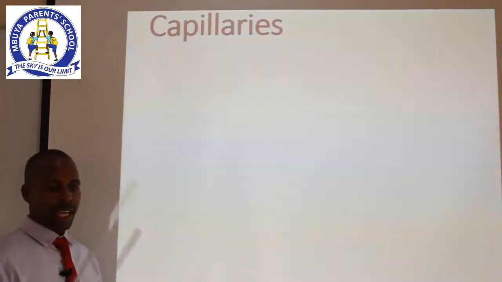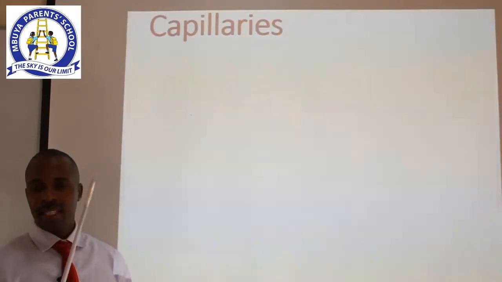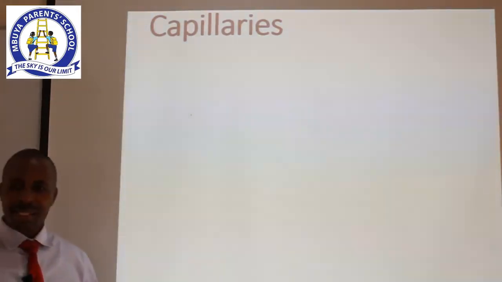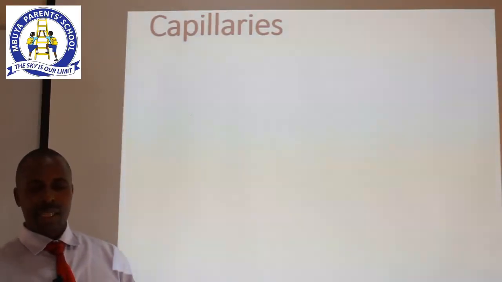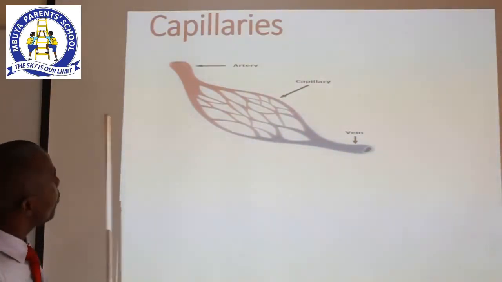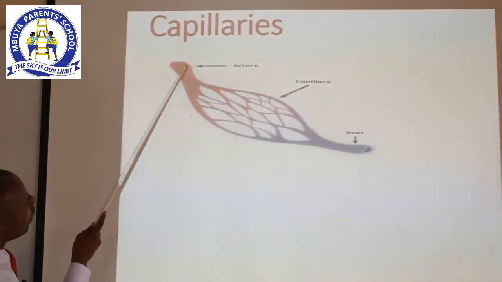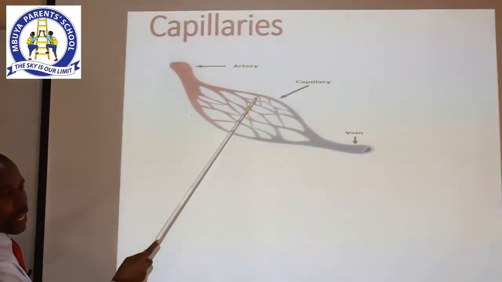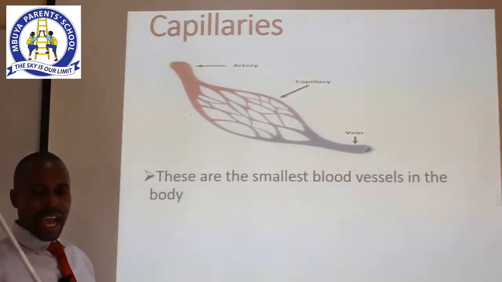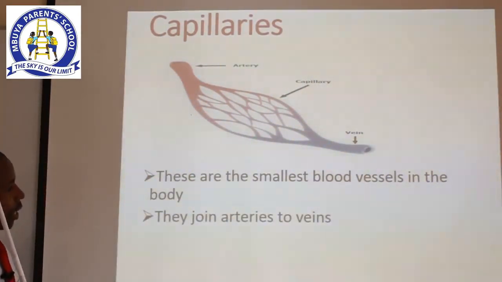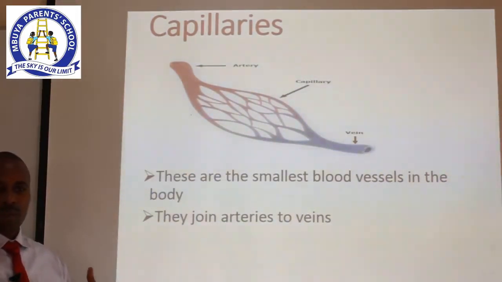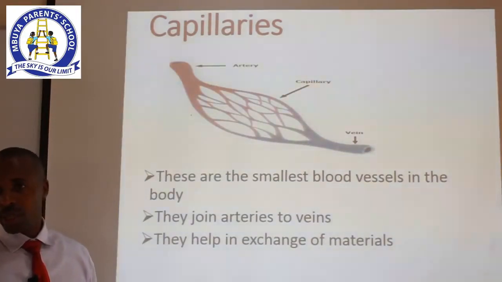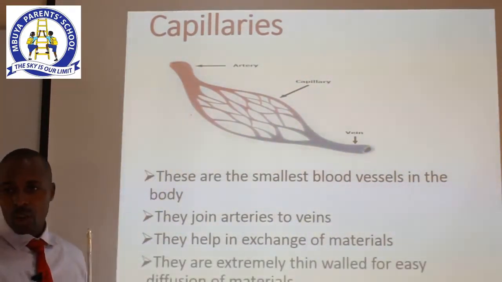Okay, after the comparison between the arteries and the veins, we are going to look at the third type of blood vessel, and those are capillaries. Capillaries are the smallest blood vessels. They are the ones that join the arteries and veins. If you look at this illustration, this one is an artery, this one is a vein. The one that is joining the two, these are the ones we call blood capillaries. They are very small and extremely thin-walled so that they can allow the diffusion of different materials like digested food, carbon dioxide, and oxygen, because these are the ones that are found in the body organs.